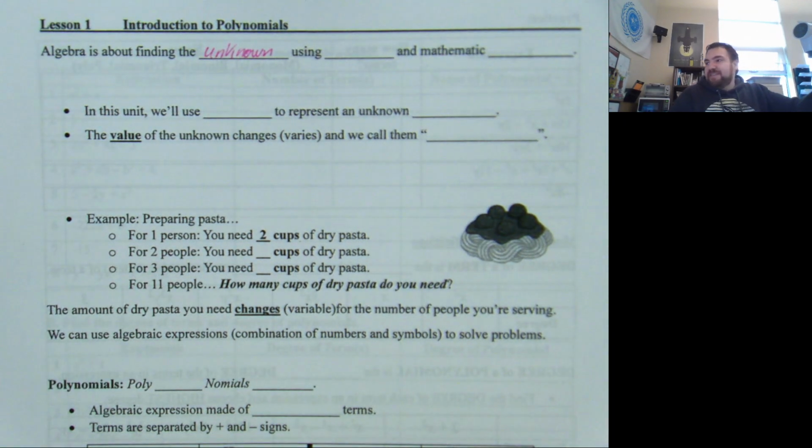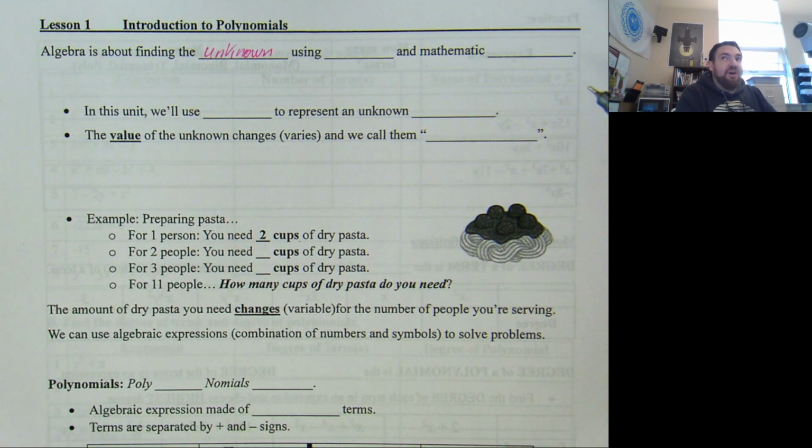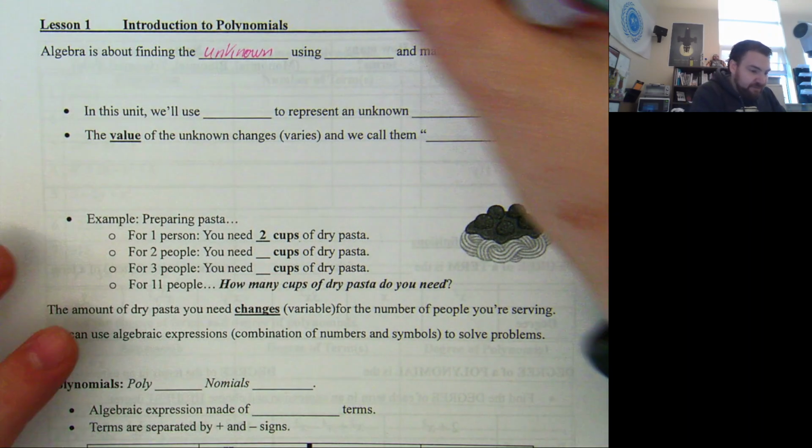Algebra is about finding the unknown. So in math, all of the time, there will be things that we need to find that we don't know. We use variables. What's a variable? Oftentimes they're letters.